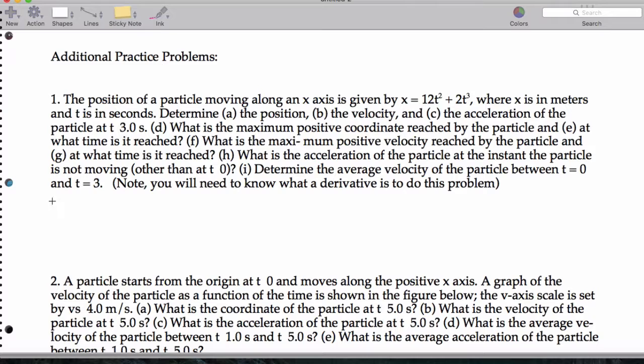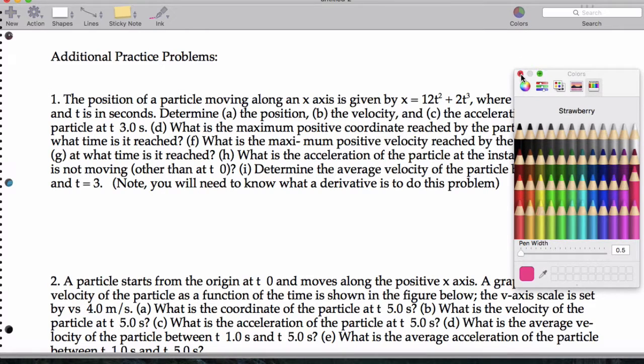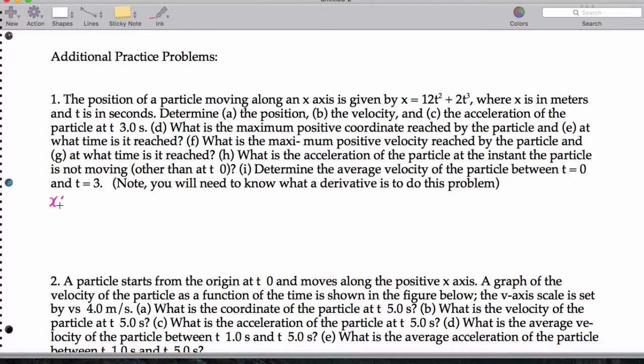So the position at 3 seconds, that's just going to be x at 3. Just shrink this down a little bit. So x at 3 is going to be 12 times 9 plus 2 times 27. So that's going to be 108 plus 54, which is 162 meters. Sweet. And that's for A.